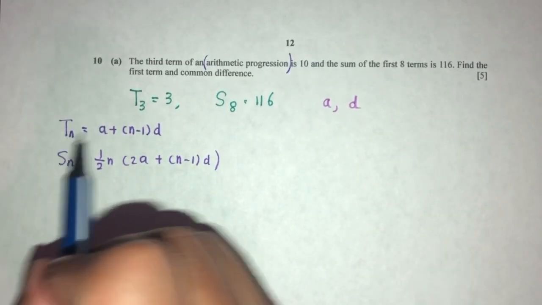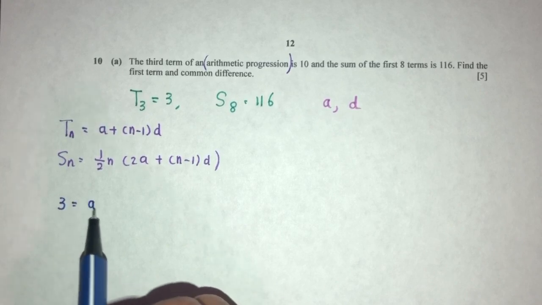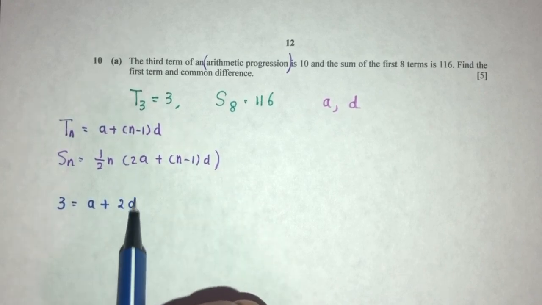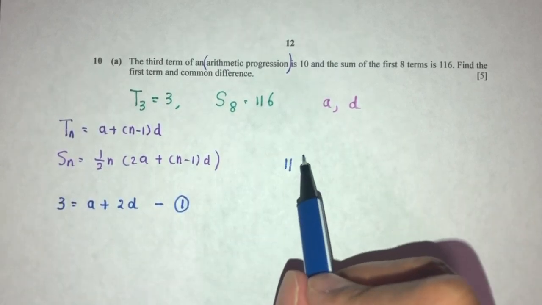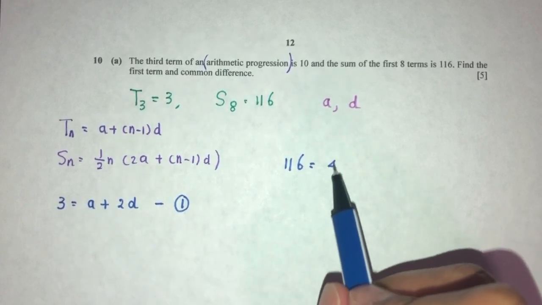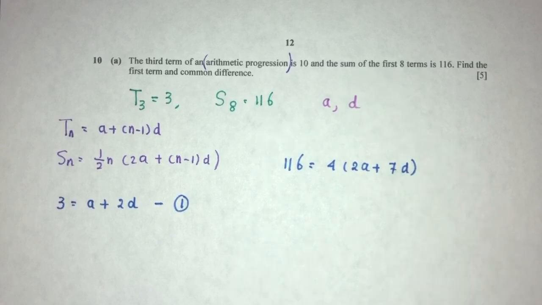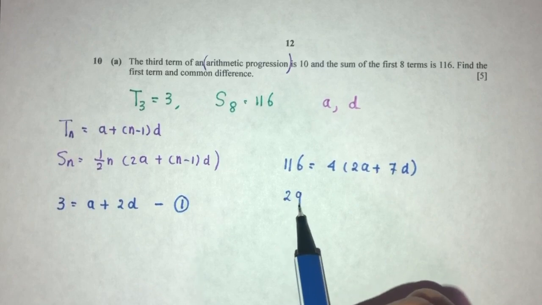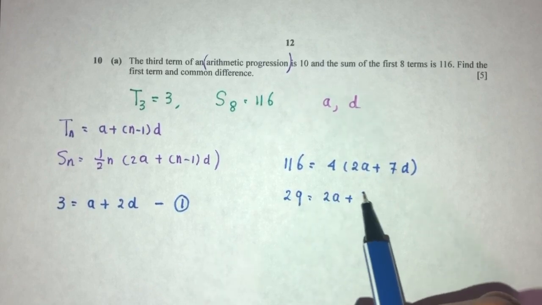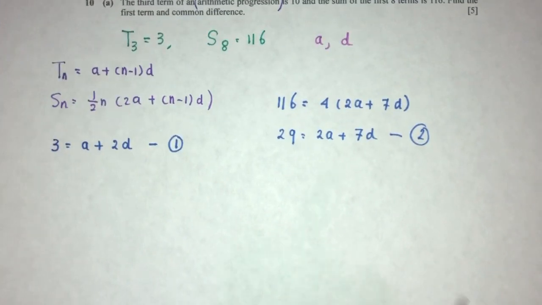First one, Tn, n is 3 here. That should become 3 is equal to a, we don't know, n is 3, that will become 2d. Equation number 1. This one, sum of the first n terms will be 116, n is the value of 8 here. That will be 4 times (2a plus 7d). Divide by 4, that will become 29 is 2a plus 7d. So now we have these two equations we have to solve simultaneously to find the values of a and d.